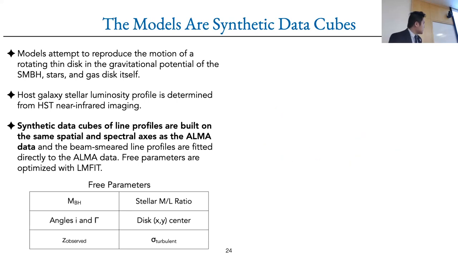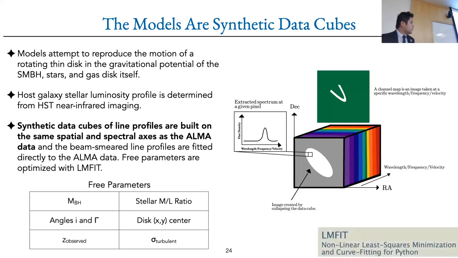These synthetic cubes are built on the same spatial and spectral axes as the ALMA data. And we have a list of parameters that characterize the black hole mass, most importantly, but also other parameters that describe, for example, the disk orientation and the like. The important thing I like to emphasize is that these models are fit directly to the ALMA data themselves. When we consider, for example, ionized gas dynamical modeling in the past, those models were typically fit to projections of the data as opposed to the data itself. So my framework fits models directly to the data in its unaltered form.